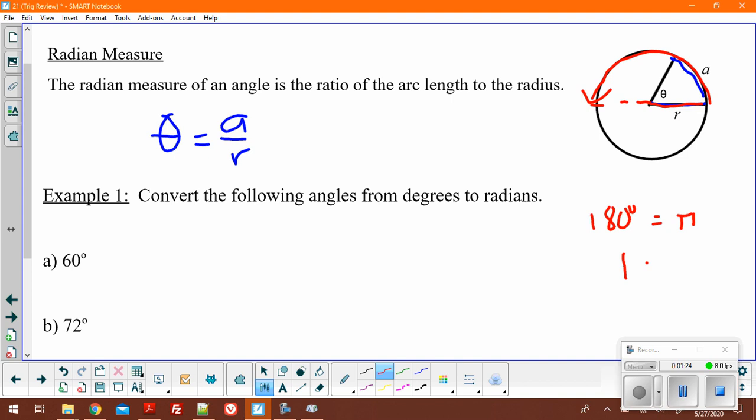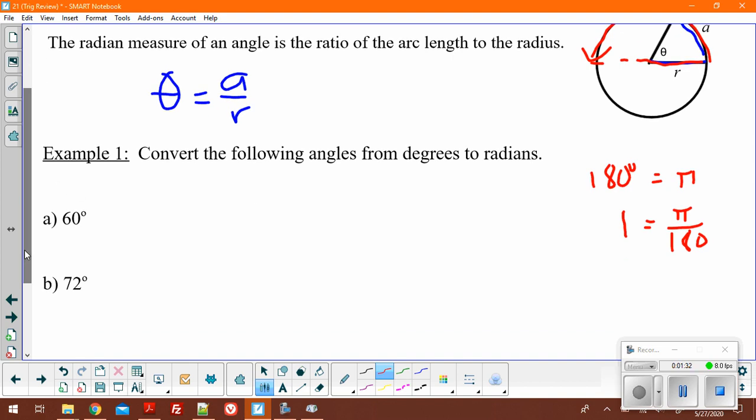So it means that 1 degree is equal to pi divided by 180 radians. If I want to convert from degrees to radians, then I'm going to multiply by pi over 180. That gives me 60 pi over 180, and when I reduce the fraction, I get pi over 3.